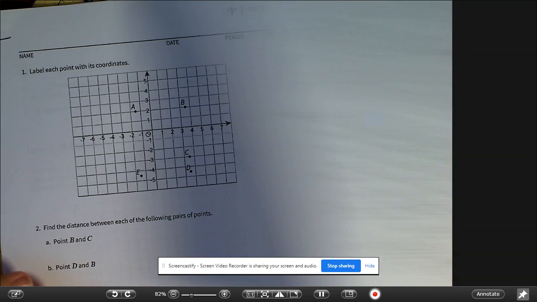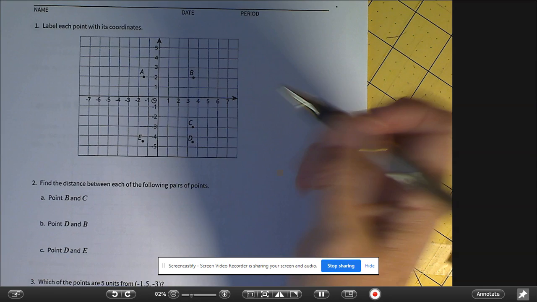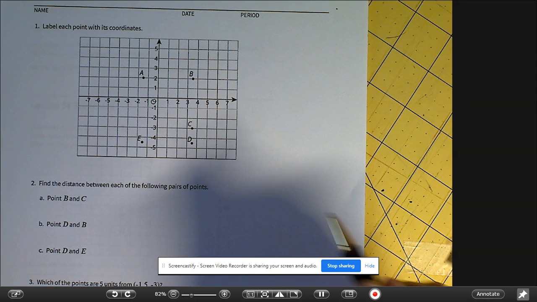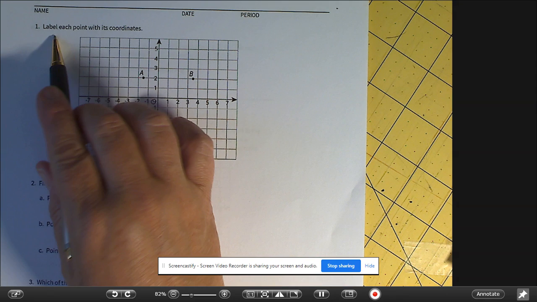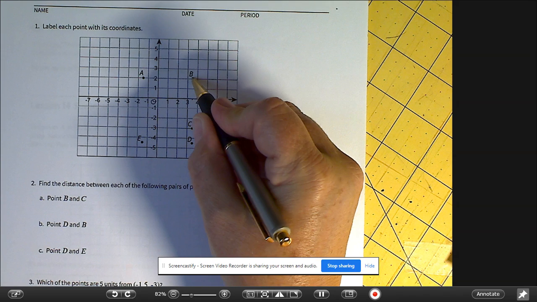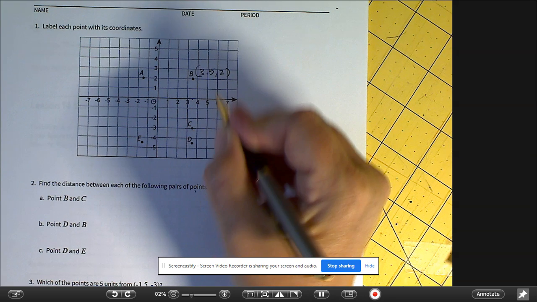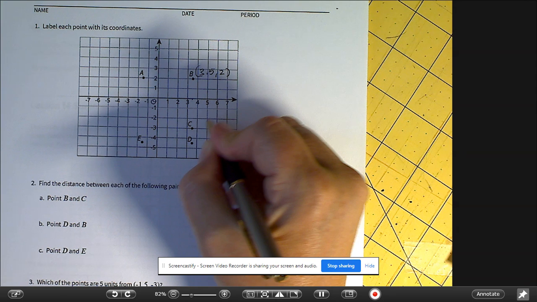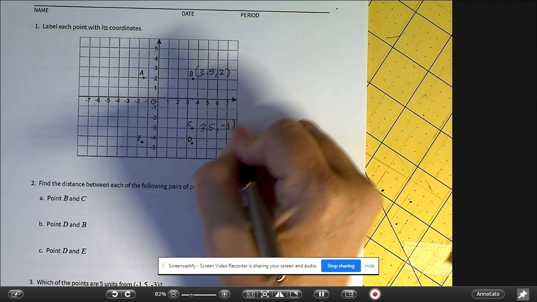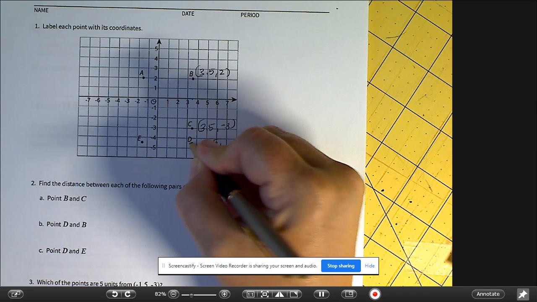All right, 14.3 is about finding distances. So we are finding the distance between each of the following pairs of points. It says first label each point with its coordinates. So B is 3.5 and 2. C is 3.5, -3. D is 3.5 and -4.5.